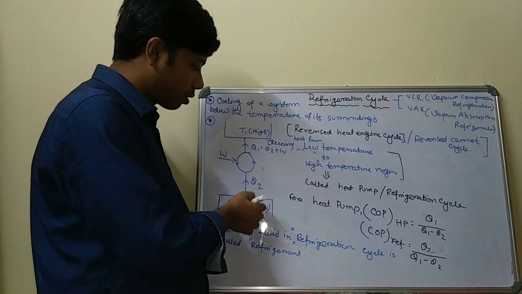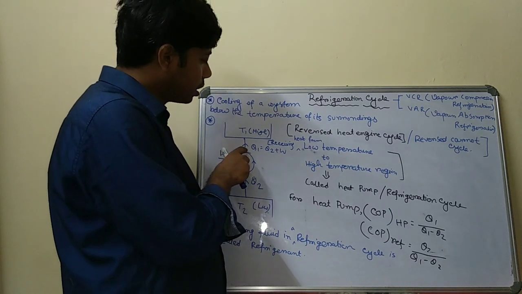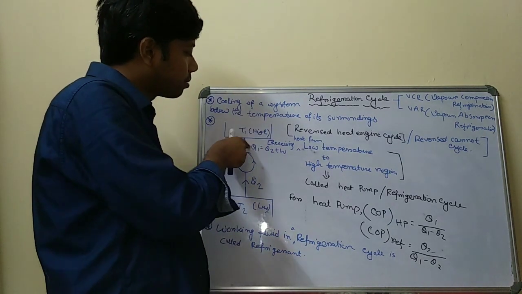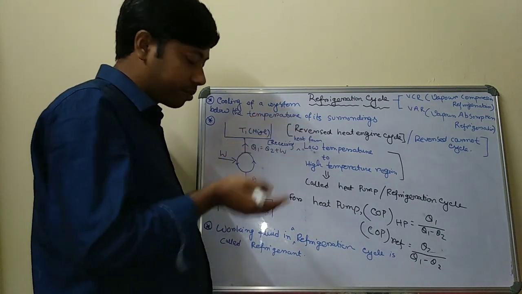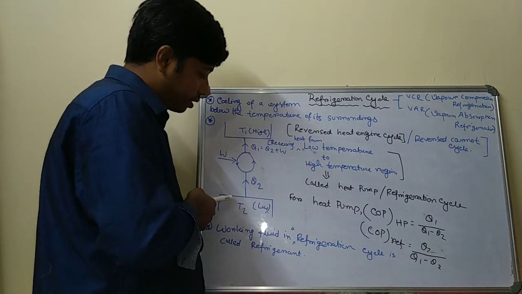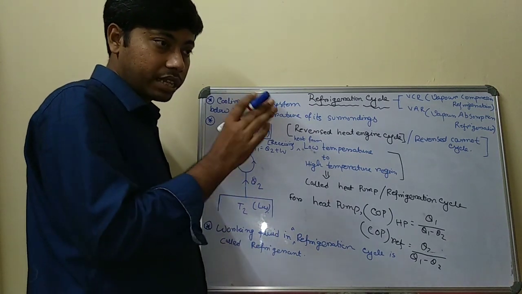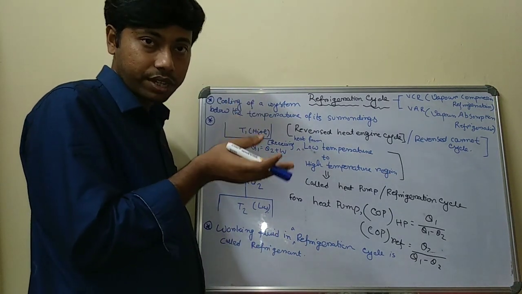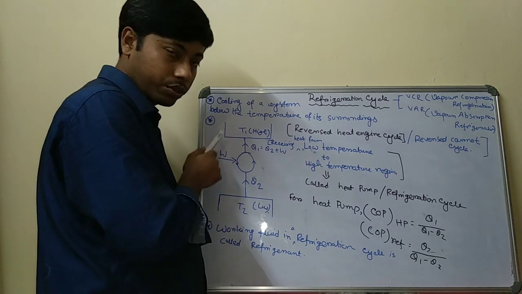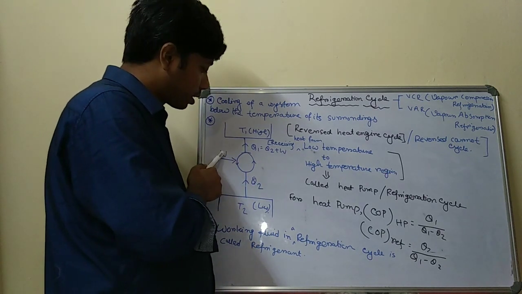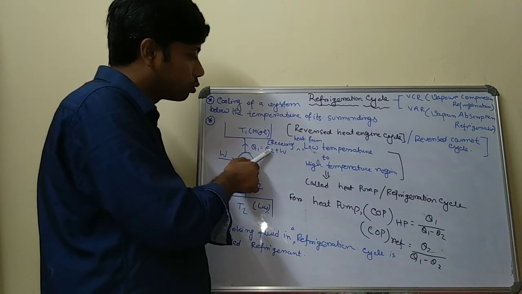The amount of heat absorbed from the low temperature reservoir is here Q2, and the amount of heat ejected to the high temperature reservoir is here Q1. As you know from the second law of thermodynamics, when heat is transferred from a low temperature reservoir to a high temperature reservoir, obviously some external agency is required. So there is a work input required. This is Q2 and this is W, so Q1 will be Q2 plus W.